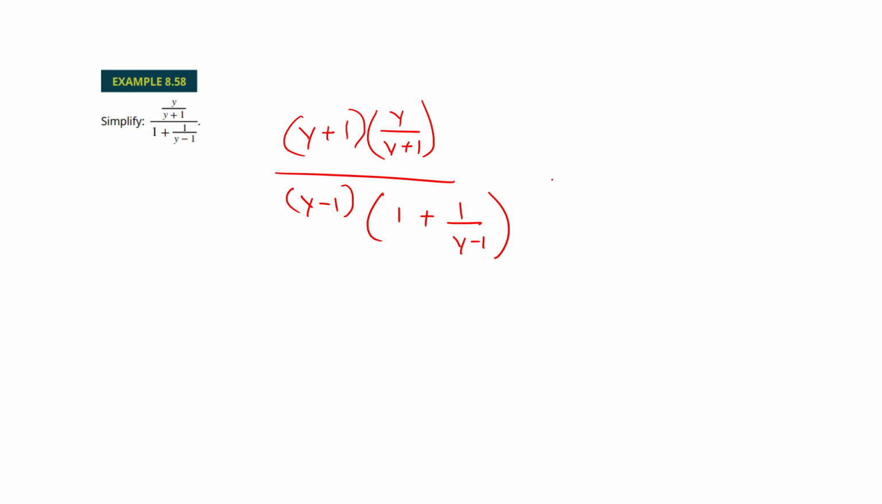So we send it through. They're a match on the top. I'd get y. We send this through here. We're going to get y minus 1. Send it through here. We're just going to get a plus 1. Oh, this was cute. So you get y over y, which is 1.